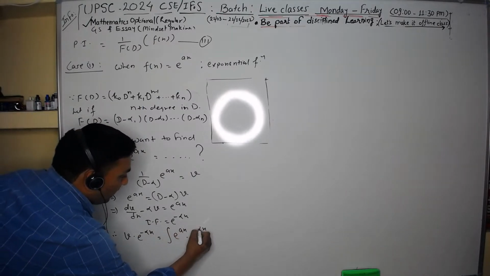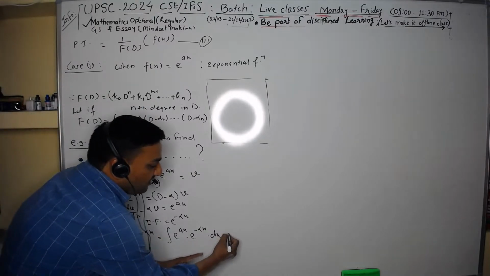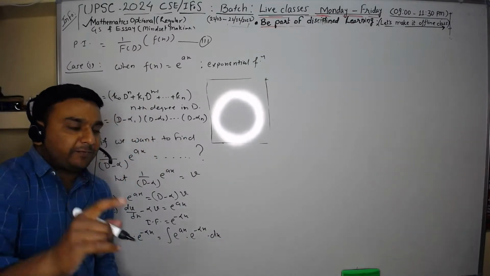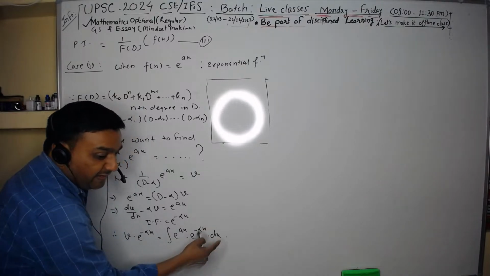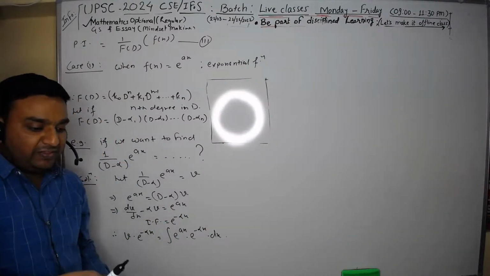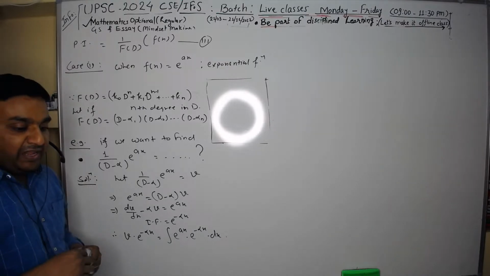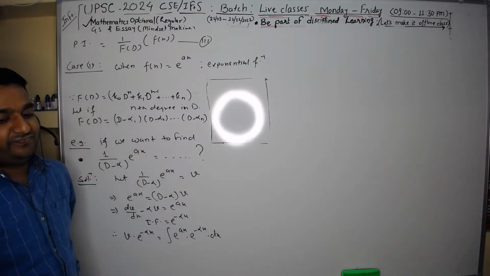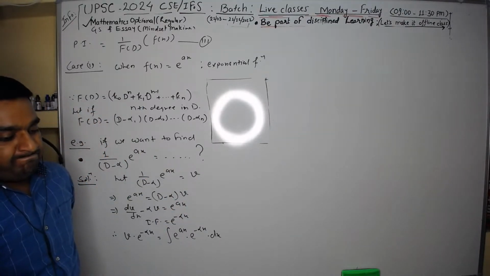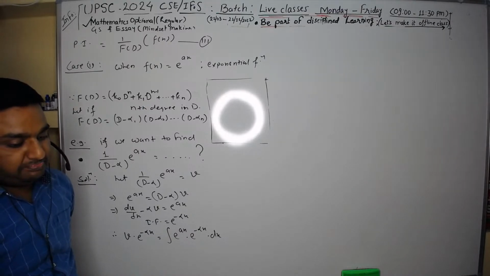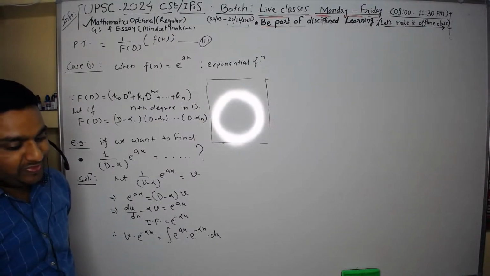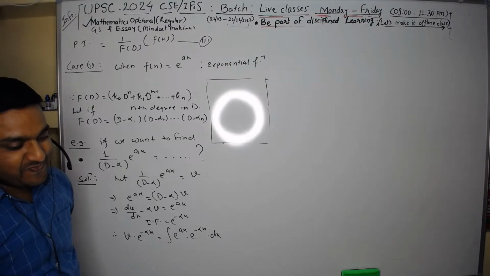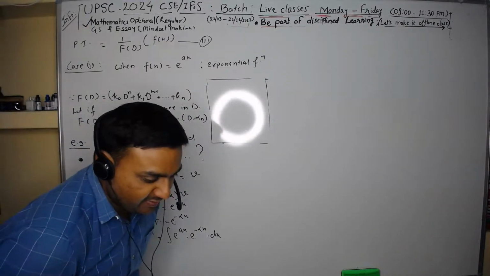e raised to the power a x into dx plus some arbitrary constant. Should I write it or not? I should write here some integration constant. Yes or no? Please reply. Should I write an integration constant here or not? Anyone? Yes. Shivu, Priyanka, Ramanuj.